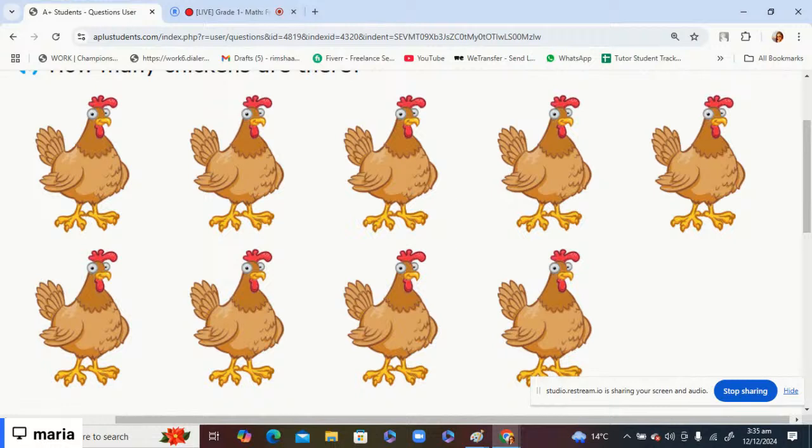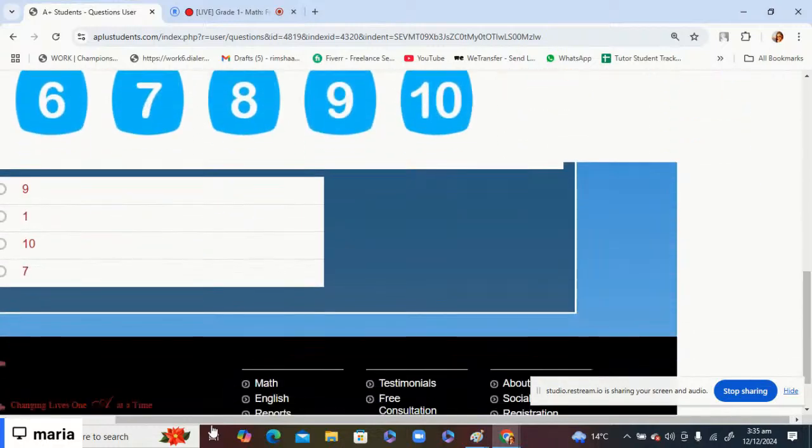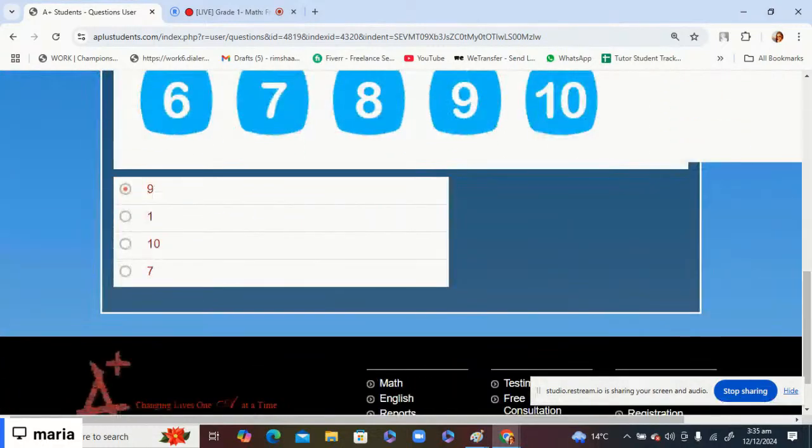Someone said the answer is 9. All right, very good. It's 1, 2, 3, 4, 5, 6, 7, 8, and 9. So there are total 9. So let's go with the option A.